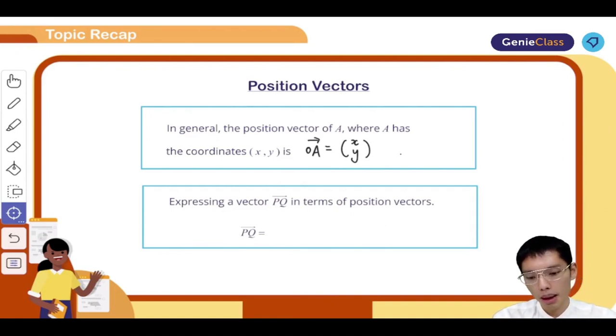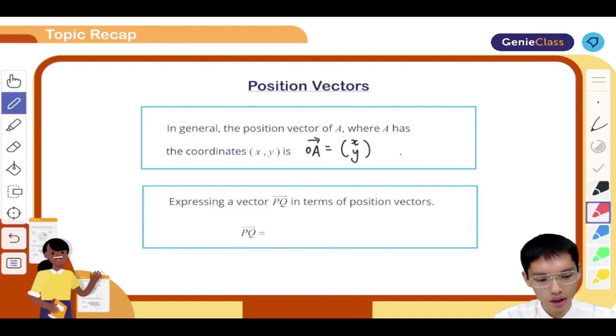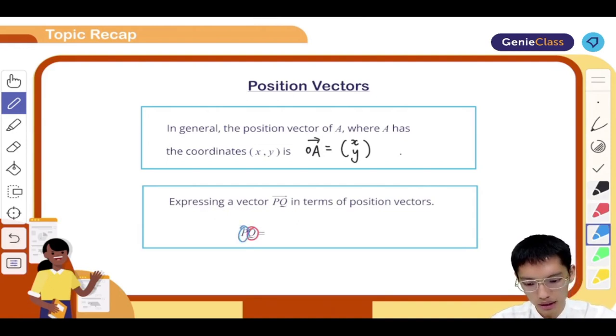When I say PQ, remember, I think I did this lesson with you all. Second letter minus first letter. So what do I mean? Second letter minus first letter. Very good. Okay, remember the notion over here.